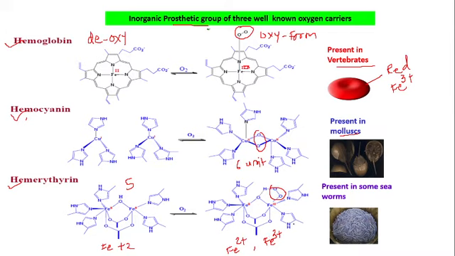This hemerythrin is present in some sea worms. These are present in the sea worm, you can see in this picture. These are some worms in which the hemerythrin biomolecules are present. What is the function of that? All these biomolecules are oxygen carrier biomolecules.